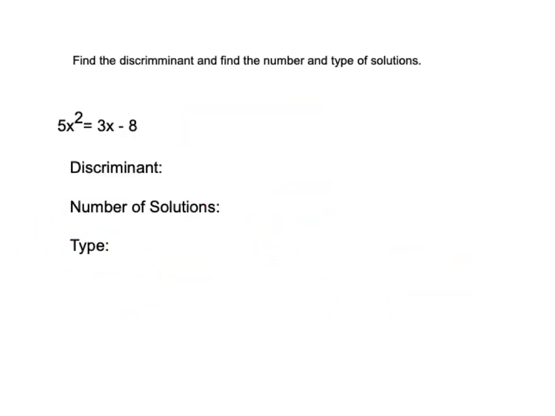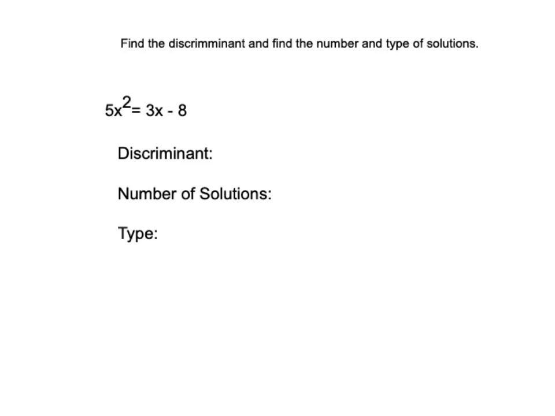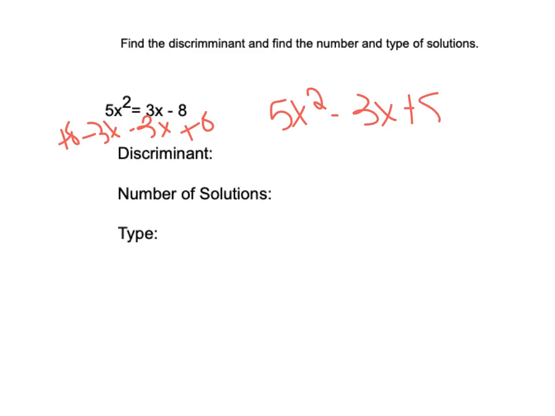Okay, so first thing it asks us to do is to find the discriminant and how many solutions there are and the type of the solutions. Always, the first thing that we want to do is to make sure that we get it set equal to 0. I always like to have my a value, my lead coefficient, positive. So in this case, I am going to subtract 3x from both sides, and I'm going to add 8 to both sides. That's going to give me 5x squared minus 3x plus 8 equals 0.